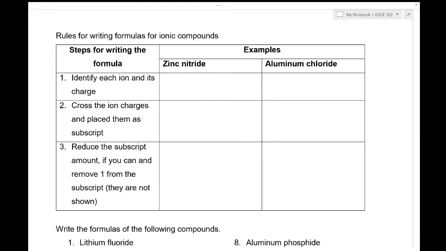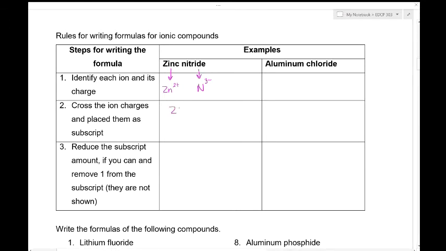Looking at zinc nitride, zinc, if you look at the periodic table, it gives you Zn 2+. Then nitride. Remember, because it got changed from nitrogen with IDE, it becomes nitride. It would be N, and nitrogen has a charge of 3-. Now, step 2 tells us to cross the ion charges and place them as subscripts.